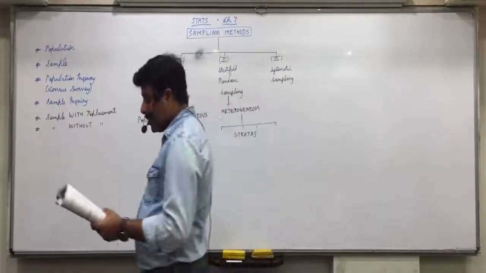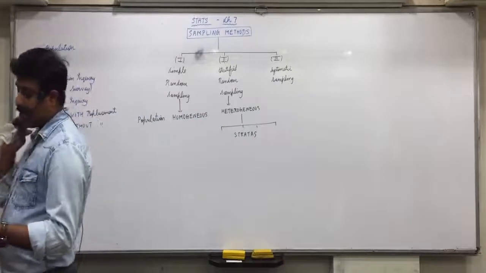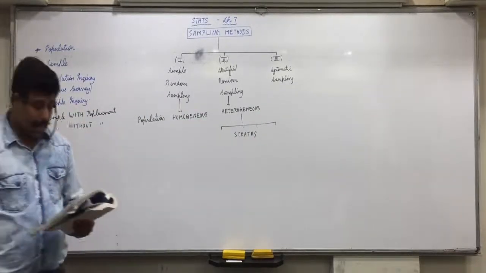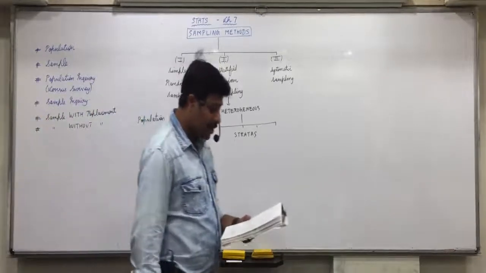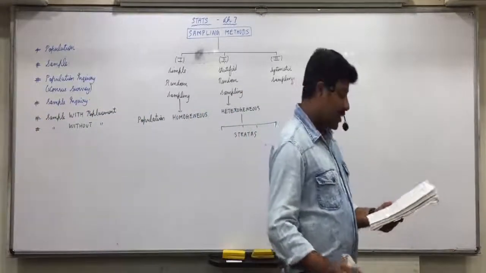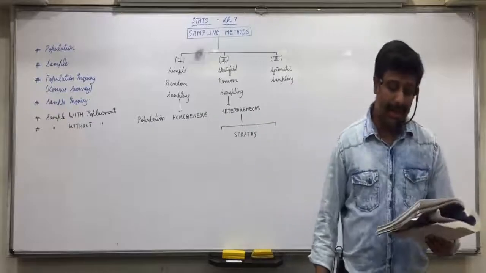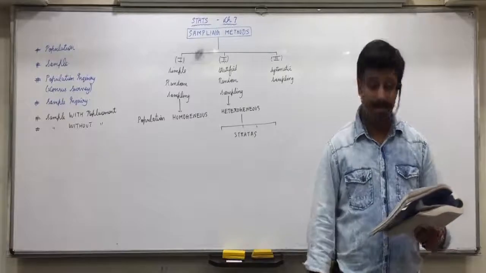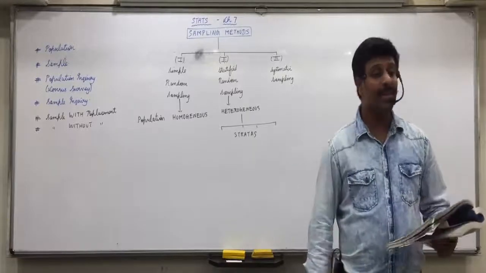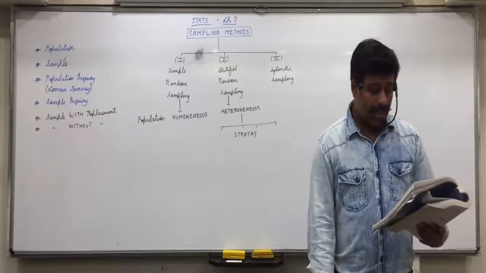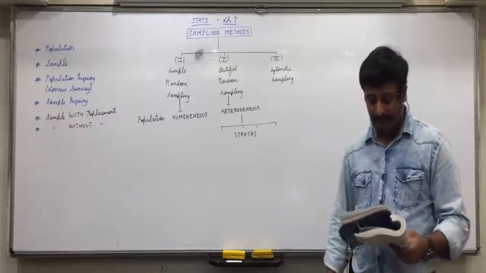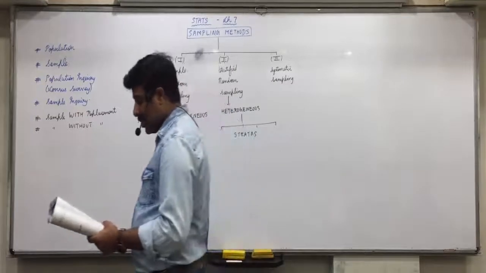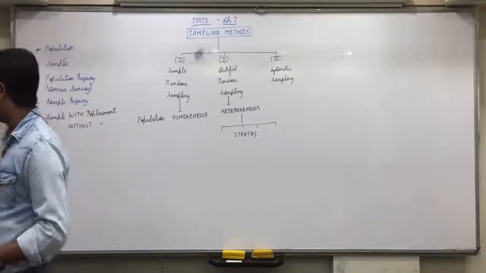Last paragraph, second sentence onwards: a sample in which each unit is selected from the population after replacing the unit selected earlier in the population is called a sample with replacement. Next also, a sample in which each unit is selected from the population without replacing the unit selected earlier in the population is called a sample without replacement.